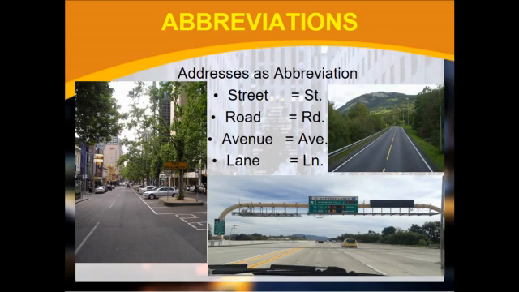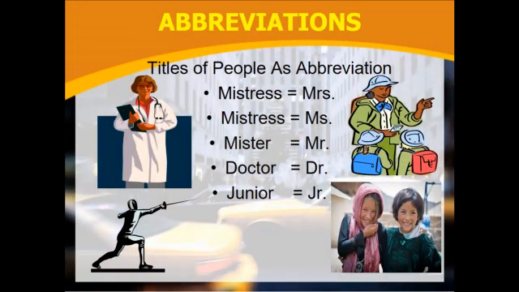Addresses as abbreviations. Now look at the word street in full and in its abbreviated form. The abbreviation is St. S is capital, followed by a small letter t and a period. Road, Rd. with a period, and the rest as you can see in the presentation.